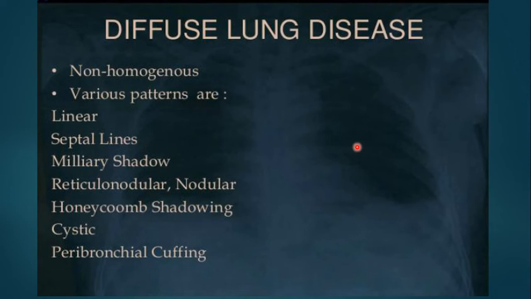There is something that is causing the interstitium of the lung, the tissues between the alveoli, between the bronchi, between the bronchioles, the tissues that support them, to be abnormal, fibrotic, involved in a disease process. And this will present in multiple patterns, like linear, septal lines, miliary shadows, reticulonodular or nodular pattern, honeycombing or honeycomb shadowing, cystic pattern, and peribronchial cuffing.